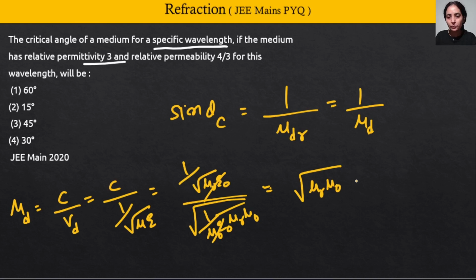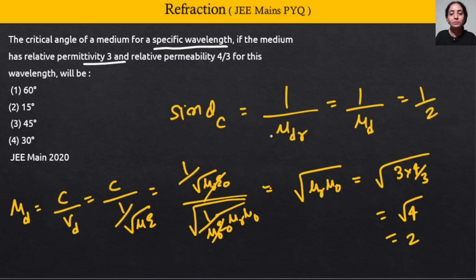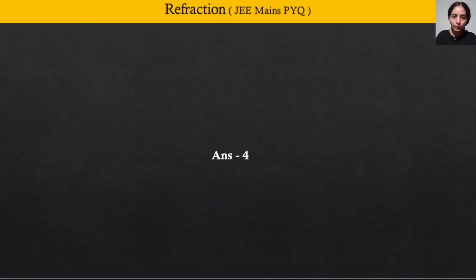Okay? So this will be equal to how much? mu r is 3, and epsilon r is 4 by 3. So this is basically root under 4, that is equal to 2. So mu d is 2. So 1 by mu d is half. Theta c will be equal to 30 degrees, right? So the fourth should be the correct option. Done? Now let us move ahead.